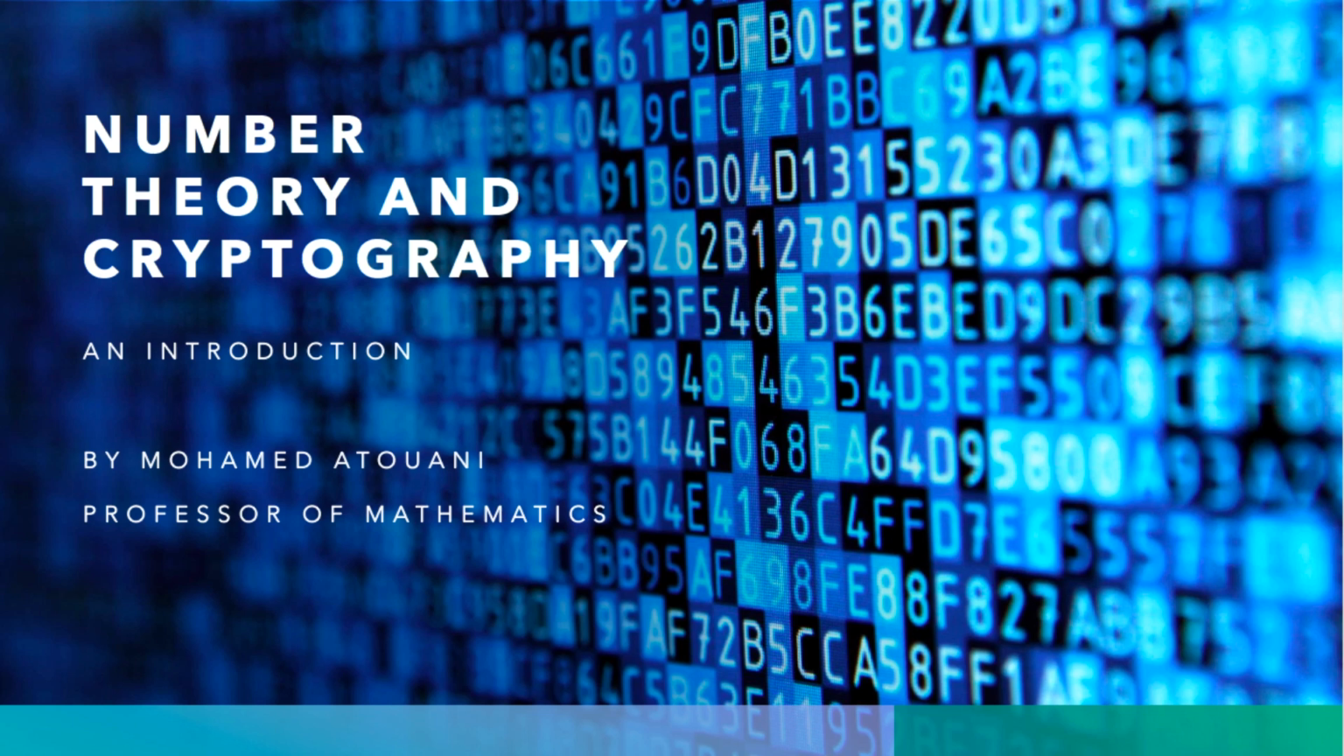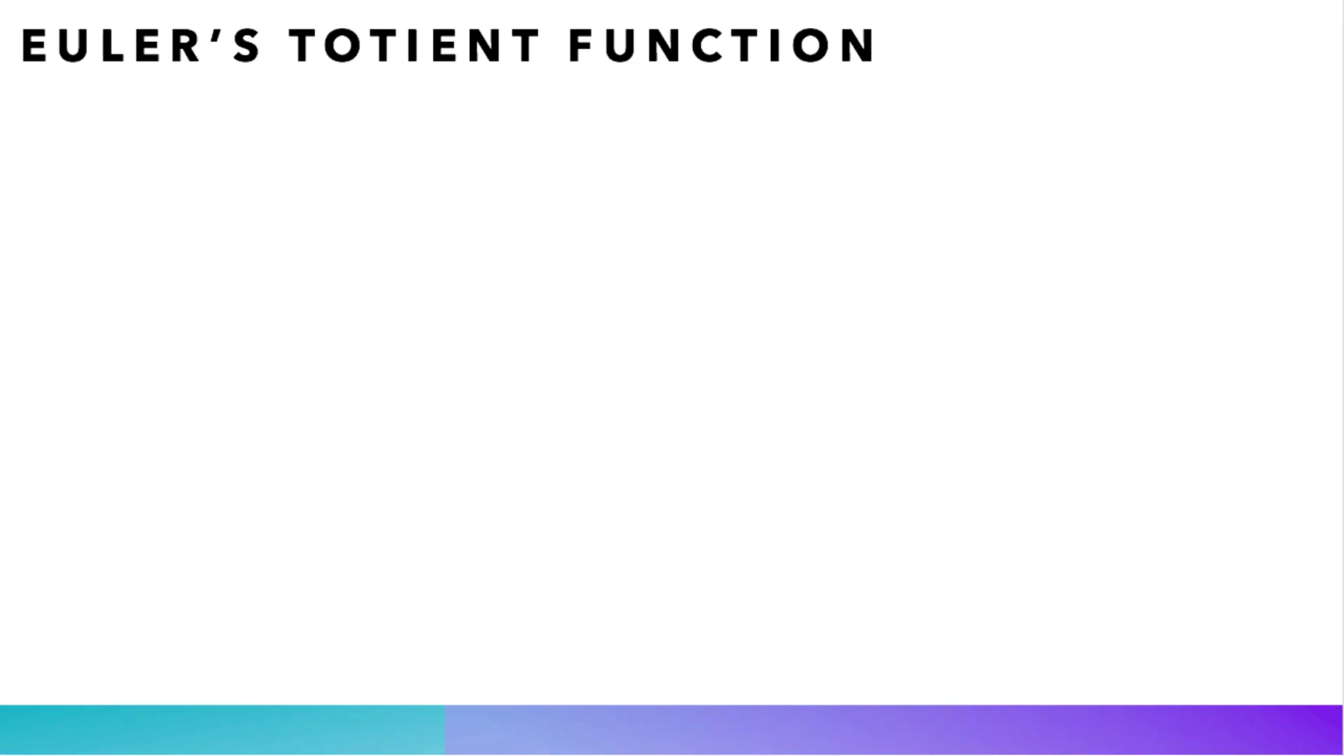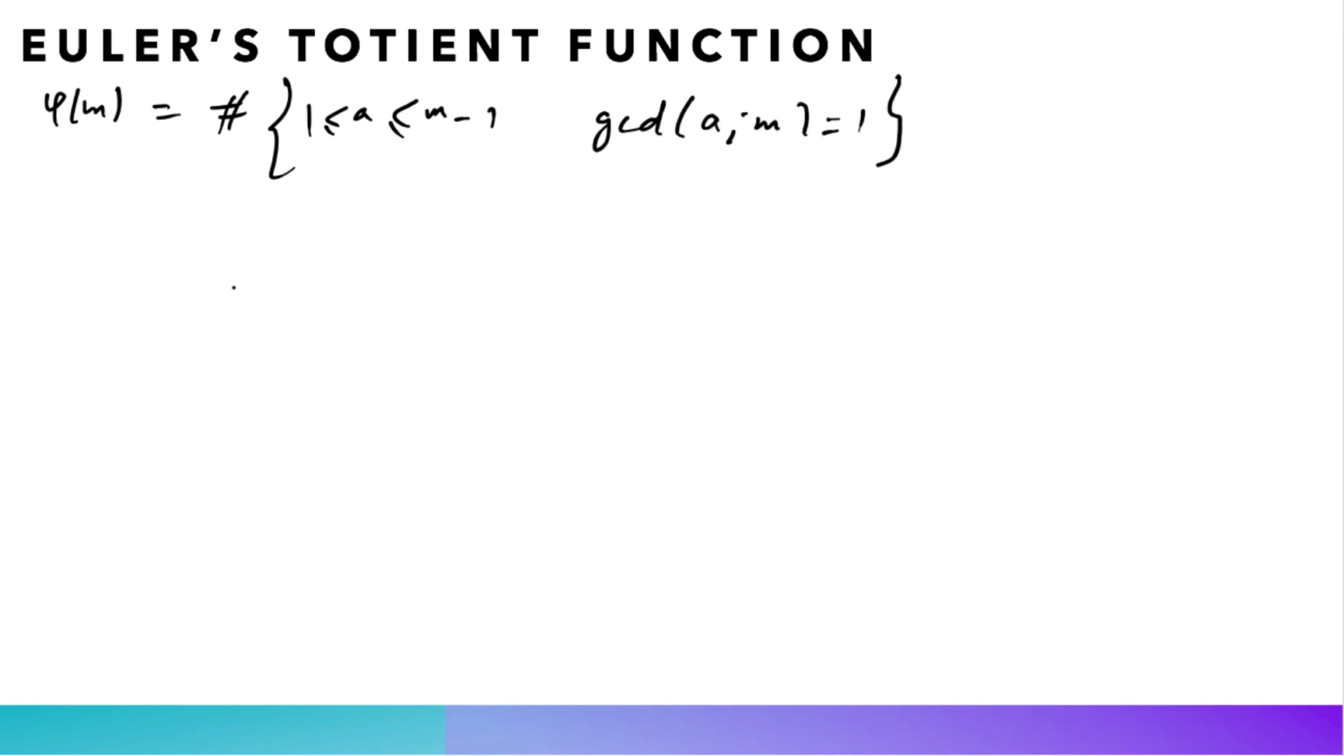In this lecture we will investigate together Euler's totient function, which we denoted for an integer m phi of m. Let me remind you that phi of m is equal to the number of elements of this set, all the a's which are between 1 and m minus 1, such that the GCD of a and m is equal to 1. We've also seen together that if the GCD of a and m is equal to 1, then we have Euler's theorem, which states that a to the power phi of m is congruent to 1 modulo m.